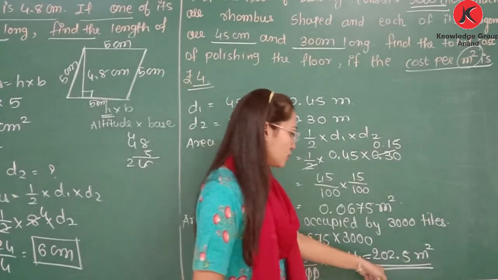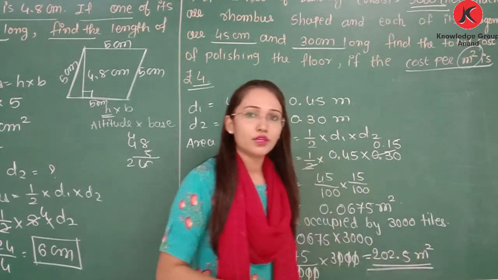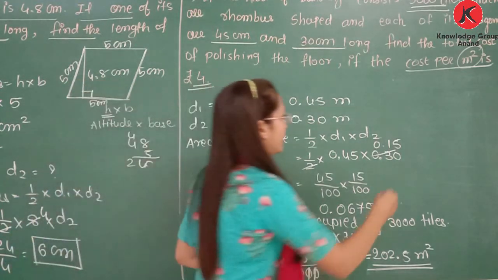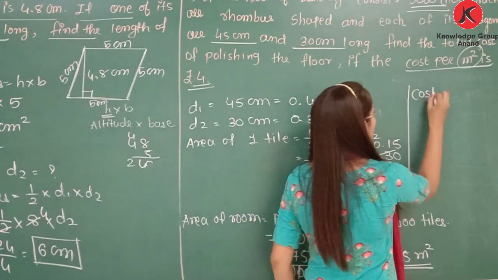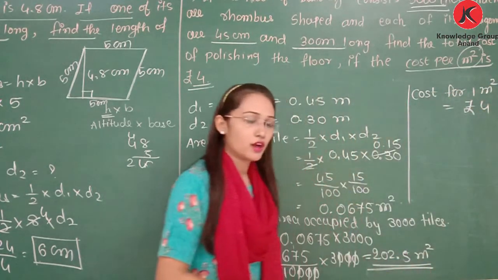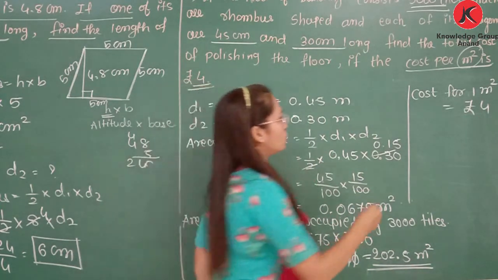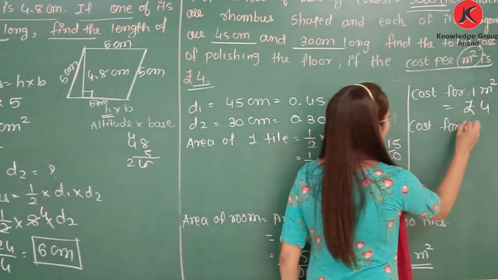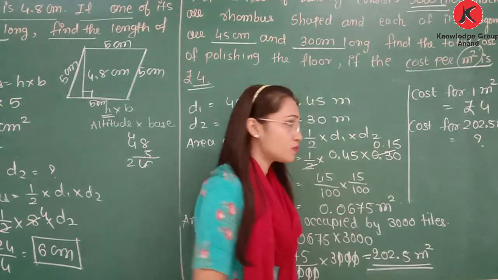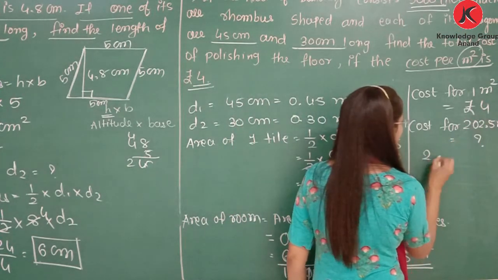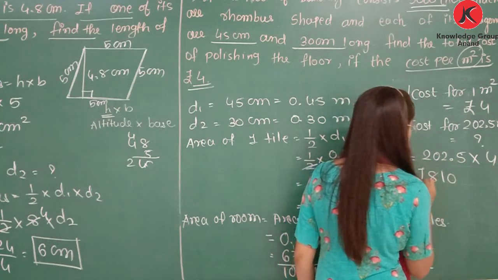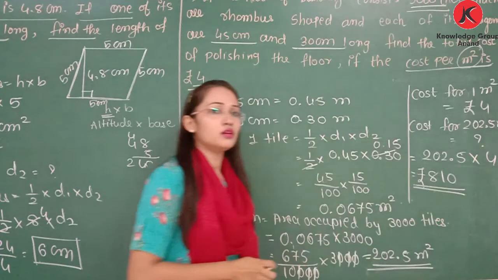Now area of a room is 202.5 meter square and we need to find the cost for that. Cost per meter square is rupees 4. So we can write here that cost for 1 meter square is rupees 4. Now what is the area of room? That is 202.5. So cost for 202.5 meter square is equal to how much? So cross multiply. 202.5 is multiplied with 4. So if you multiply, you will get 810 rupees. That is the cost of flooring for a room.